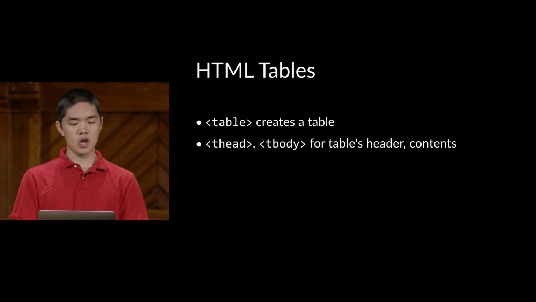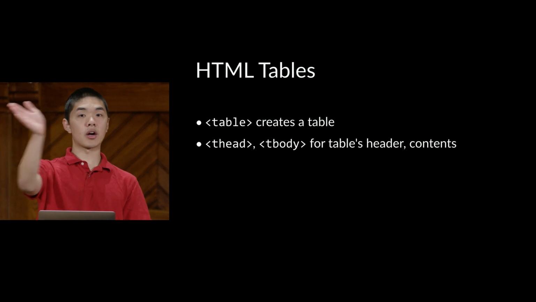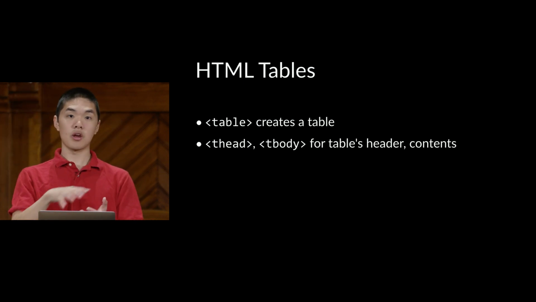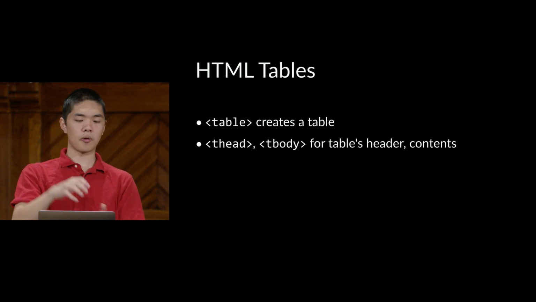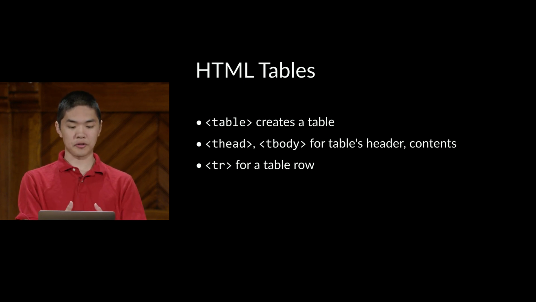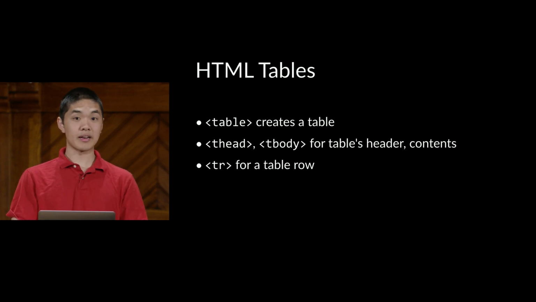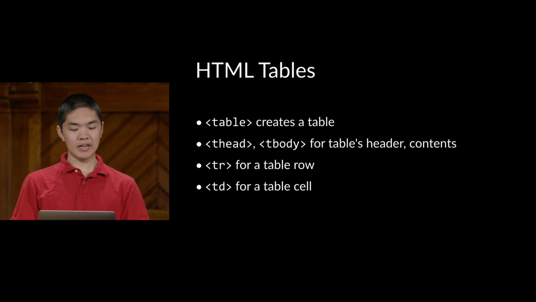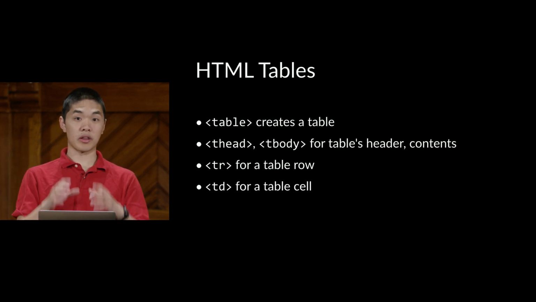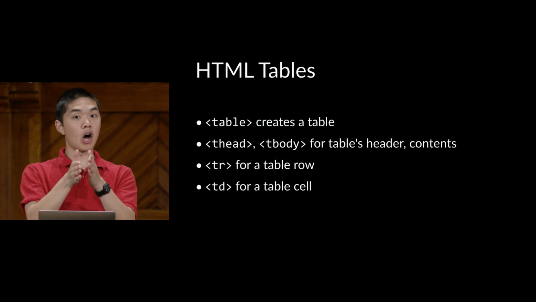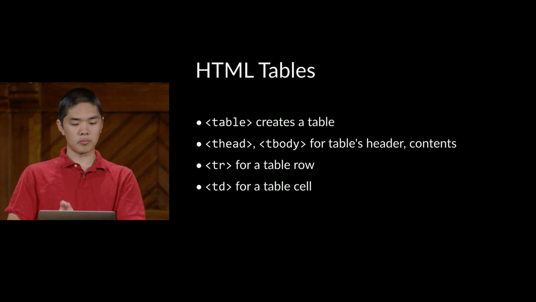And inside of a table might be thead for the header of the table, just the labels on top of each column, and then tbody for the actual contents of the table. Inside of tbody or thead, you might have some number of trs, which stand for table rows, that represent a row of your table. And inside of that, you might have a td for table data, or a cell inside of that table that's going to represent a particular column that mapped to a particular row.